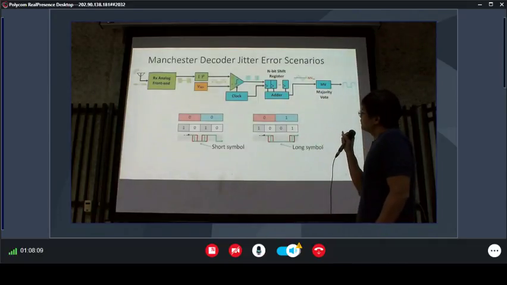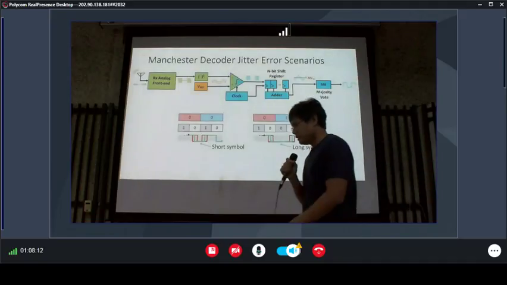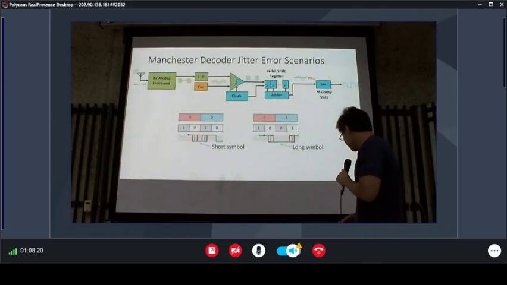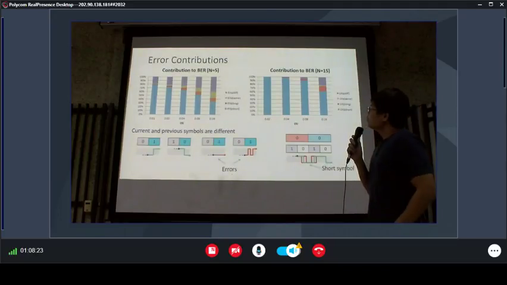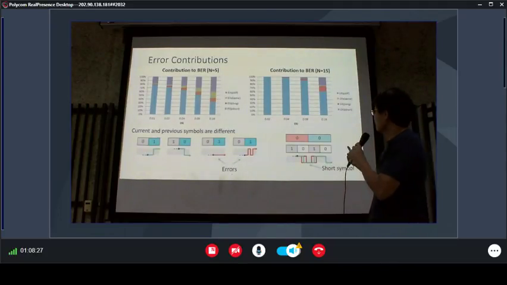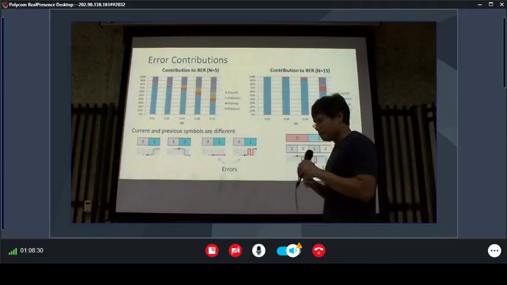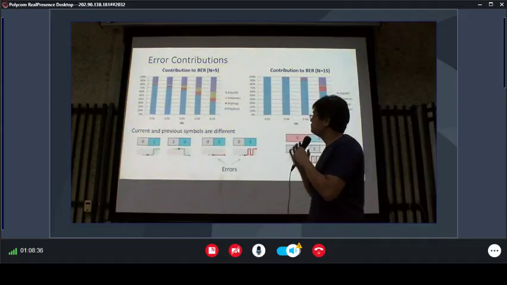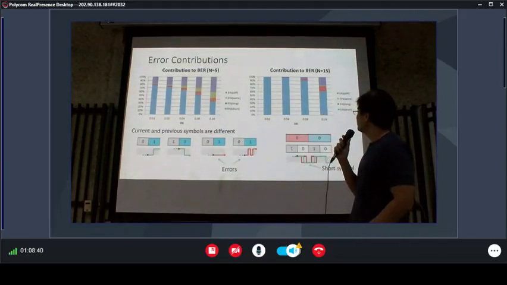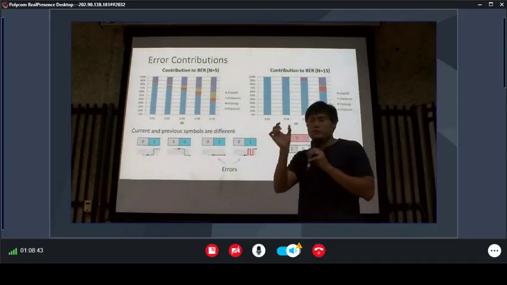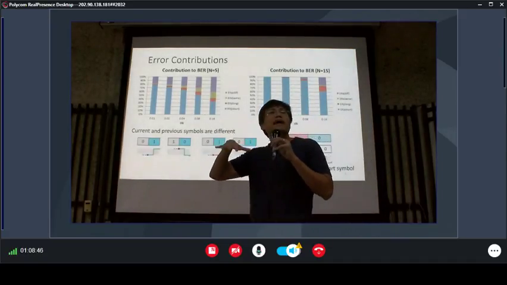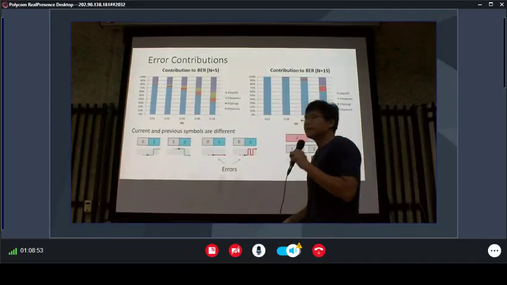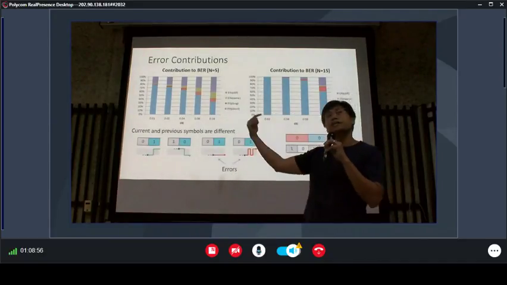If you do random testing over hundreds or hundreds of thousands of samples, you get this particular distribution. Most of the errors are coming from, first, incorrect transitions at the output of the Manchester decoder, or at the output of the majority vote. And the second is if the symbols start becoming very short, because you have a lot of energy in the channel. Energy means there's a lot of other things, noise and interference, in your channel before it gets to your LNA.